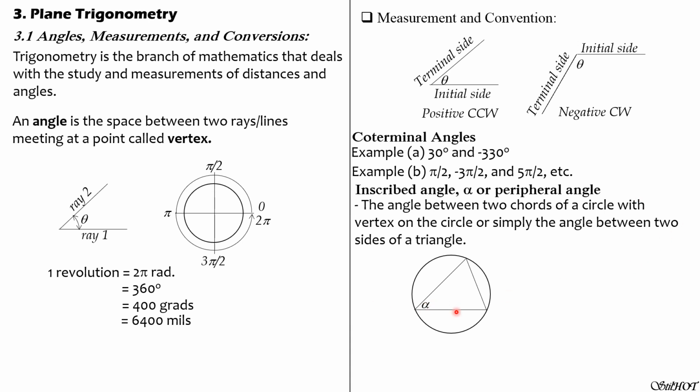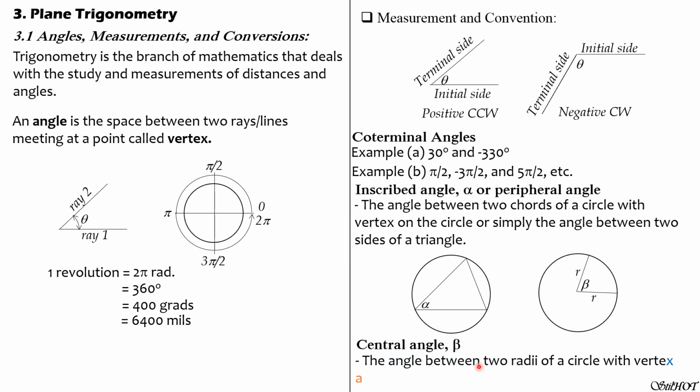Likewise, a central angle is an angle bounded by two radii of a circle. The vertex should be coincident with the center of the circle for it to be called a central angle. So that's beta, central angle. And this is the definition: angle between two radii of a circle with vertex at the center.